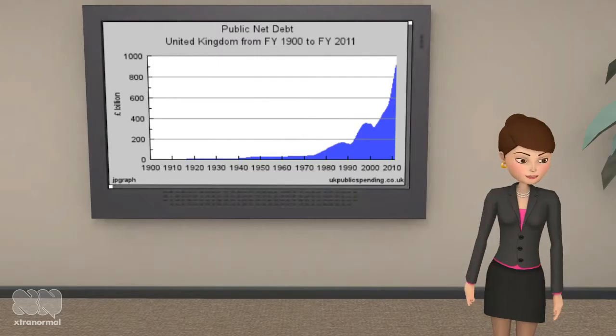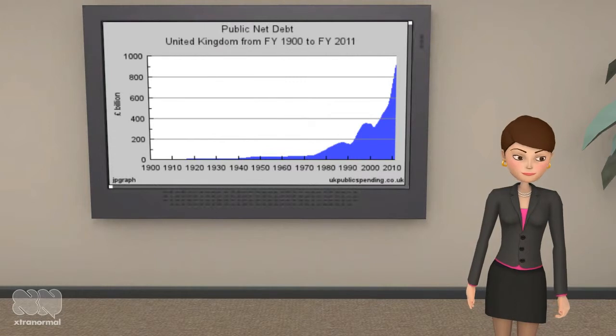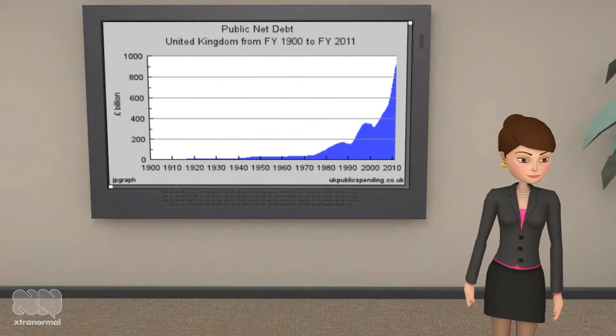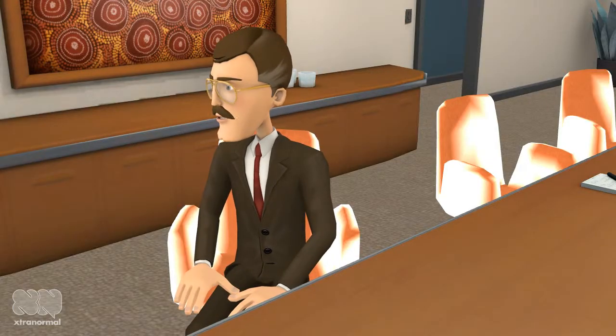Can you see on the screen how the public net debt has increased recently in the UK? Wow. That is a typical exponential graph.